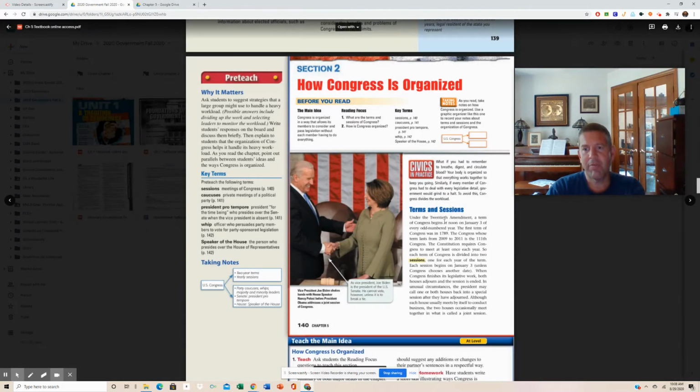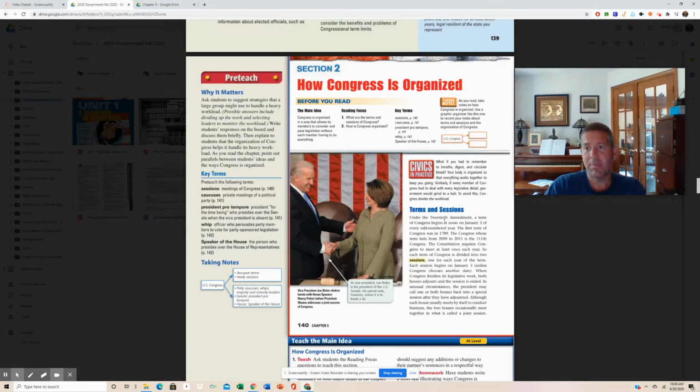So, if we remember from our last textbook notes and video, Congress is the lawmaking part, or legislative branch, of our government, and there are two parts. There is the House and there is the Senate. And the Senate has 100 members, two from every state. The House has 435 members based on population.